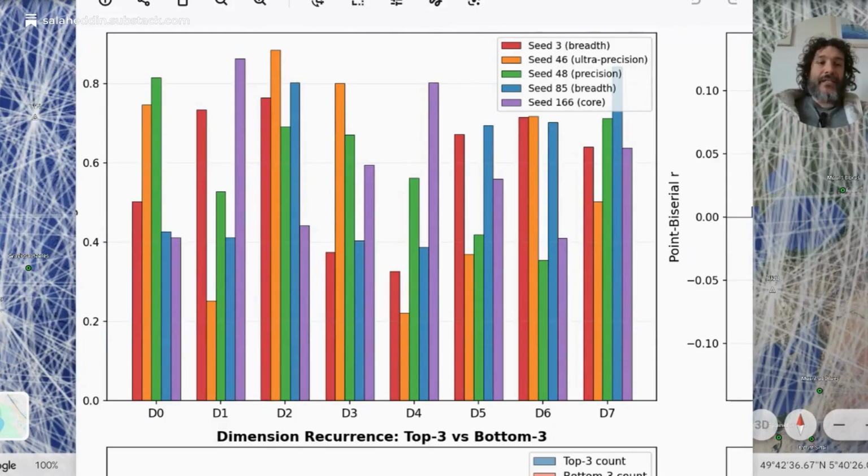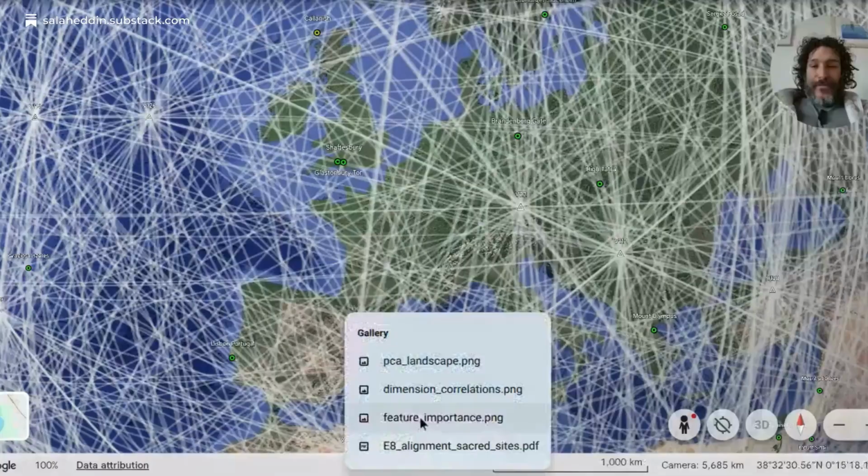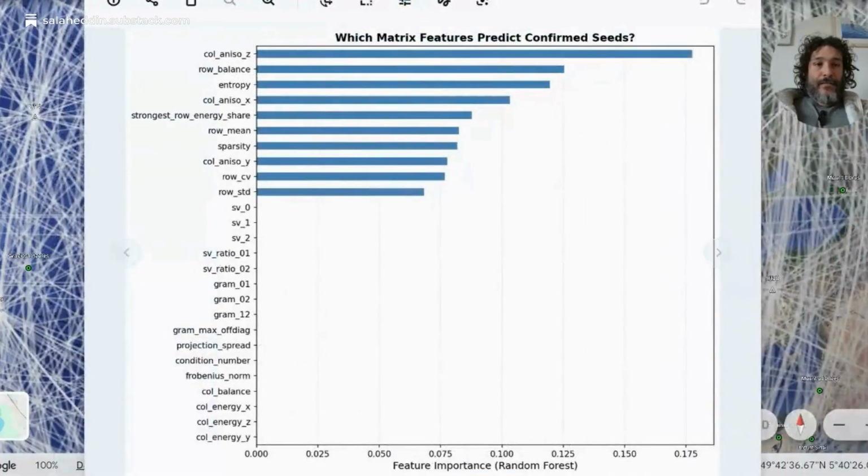So now we're looking at another figure called feature importance. Right, feature importance. When we train a machine learning model, a random forest, to figure out which structural properties best predict whether a projection succeeds, the z-axis anisotropy came out on top.